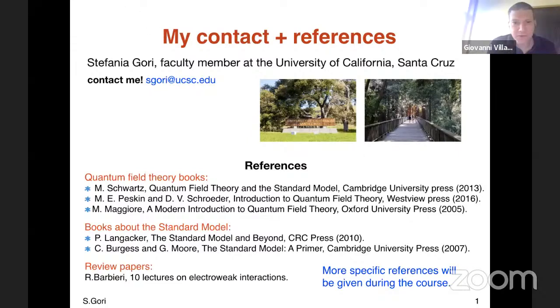It's a pleasure for me to introduce the last lecturer of the day, who is going to start with the first lectures on the standard model. This is Stefania Gori from the University of California, Santa Cruz. She has been working on several topics of high energy physics. She's an expert in Higgs physics, flavor physics, and beyond the standard model, and she will give an introduction and go into more detail on topics of the standard model, flavor, and all that.